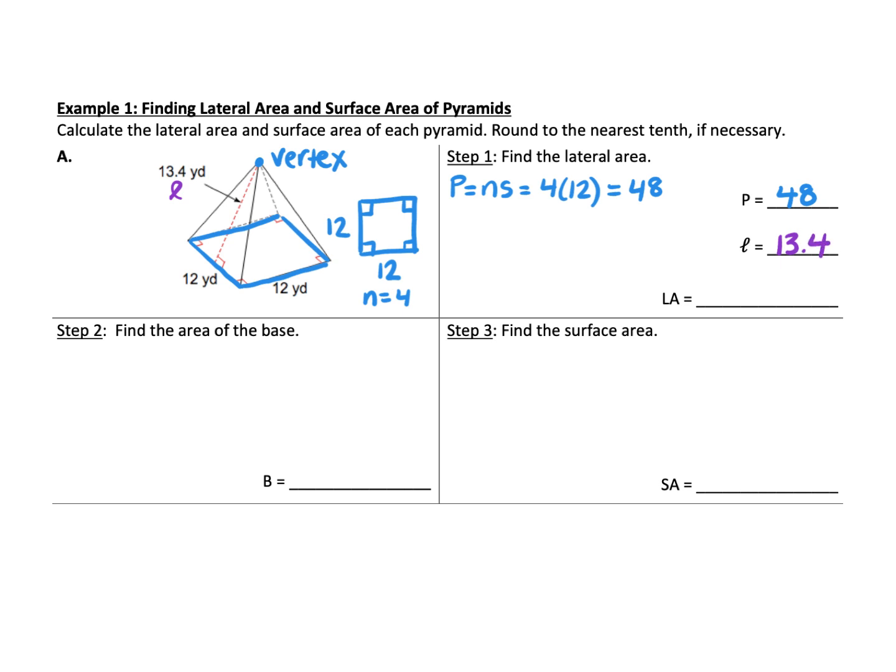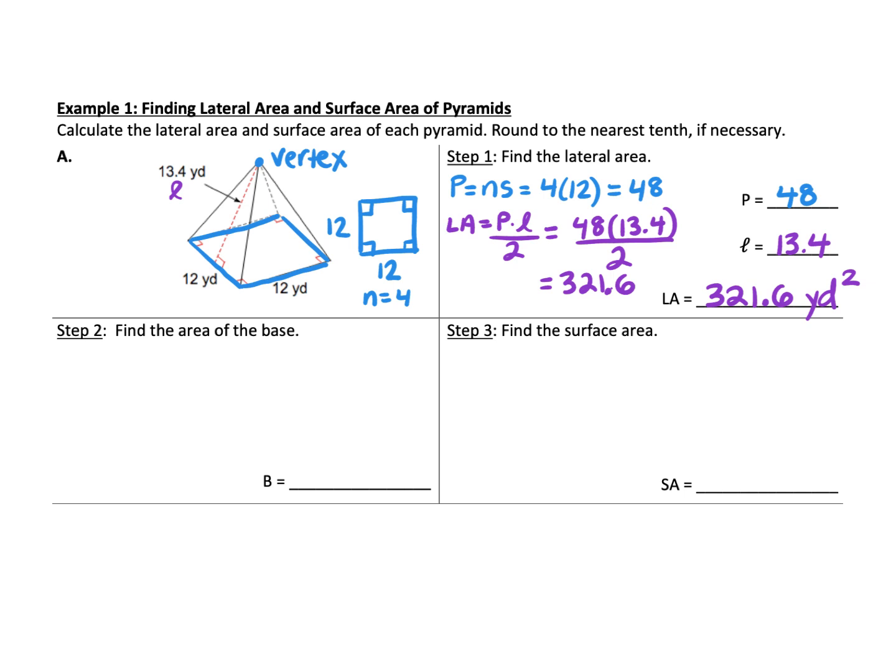And now that we have that, we are ready to go to our formula. LA equals P times L divided by 2. So I'm going to take 48 times 13.4. I'm going to put that in my calculator, hit enter, and then divide by 2. And when you do that, you will end up with 321.6. So that 321.6 is the lateral area. That's the area of the 4 triangular faces. Since it's an area, I need to remember my unit, square yards.